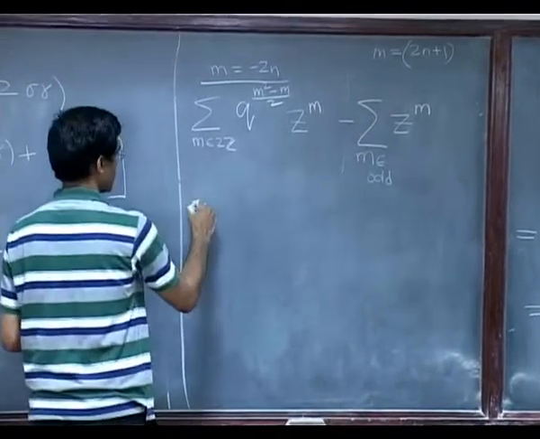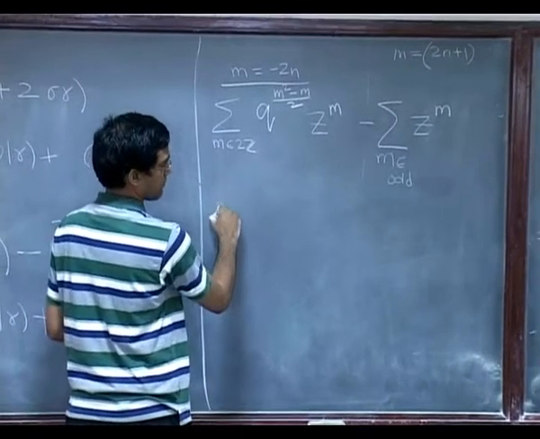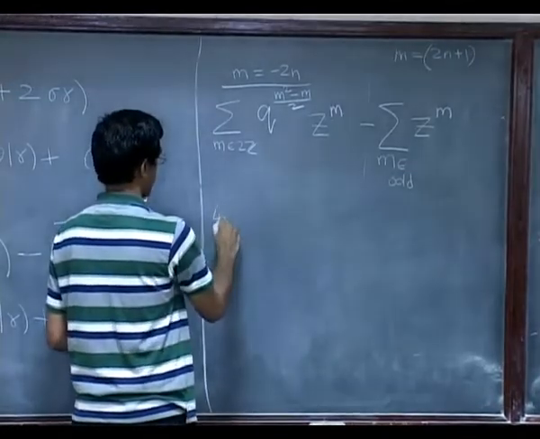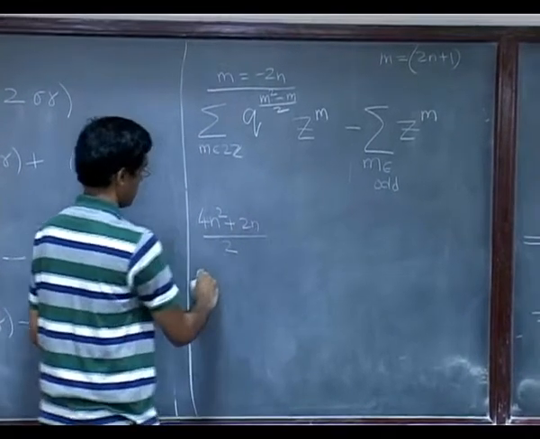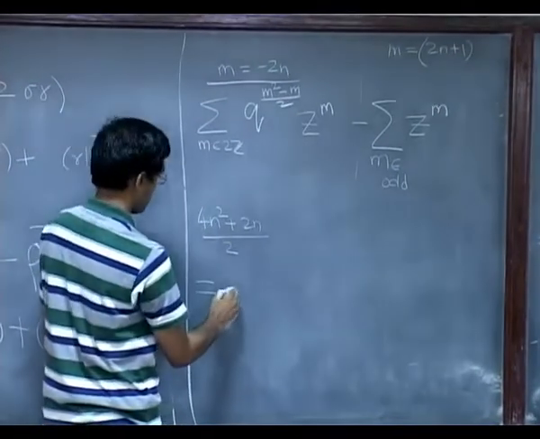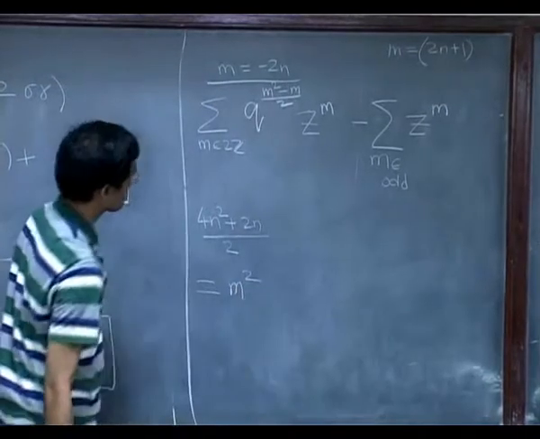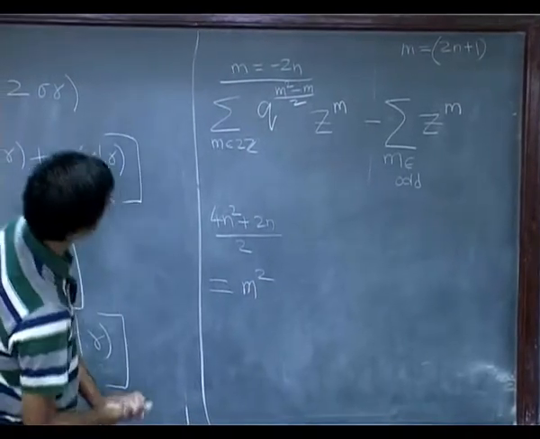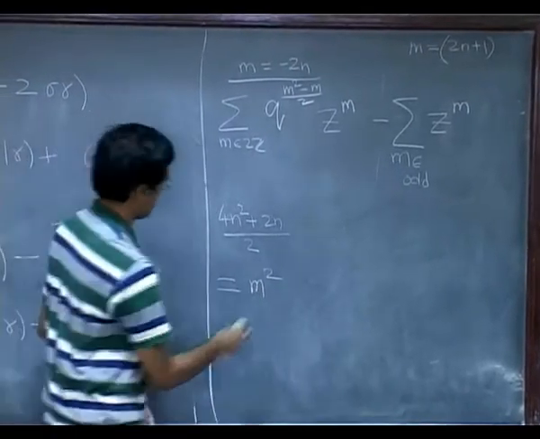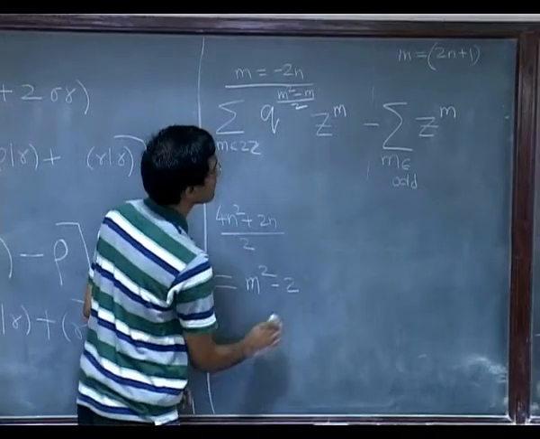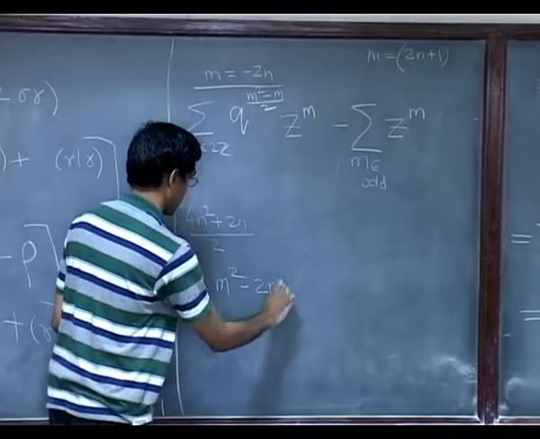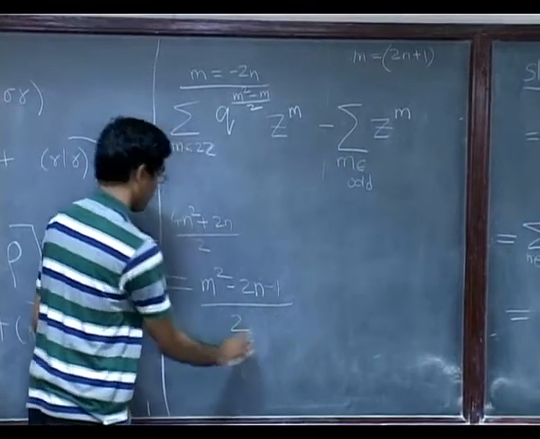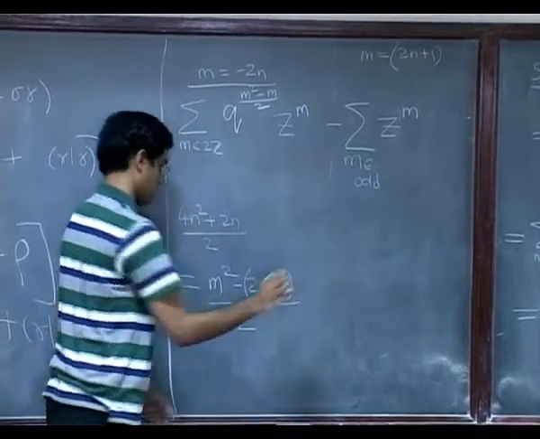I guess I have to do this, let's see. So we want to know what is 4n square plus 2n over 2 in terms of m. So, this is first m square, 4n plus 4n square plus 4n. So, it is minus 2n. Okay, let me subtract minus 2n minus 1 over 2. Okay, great. That is n.